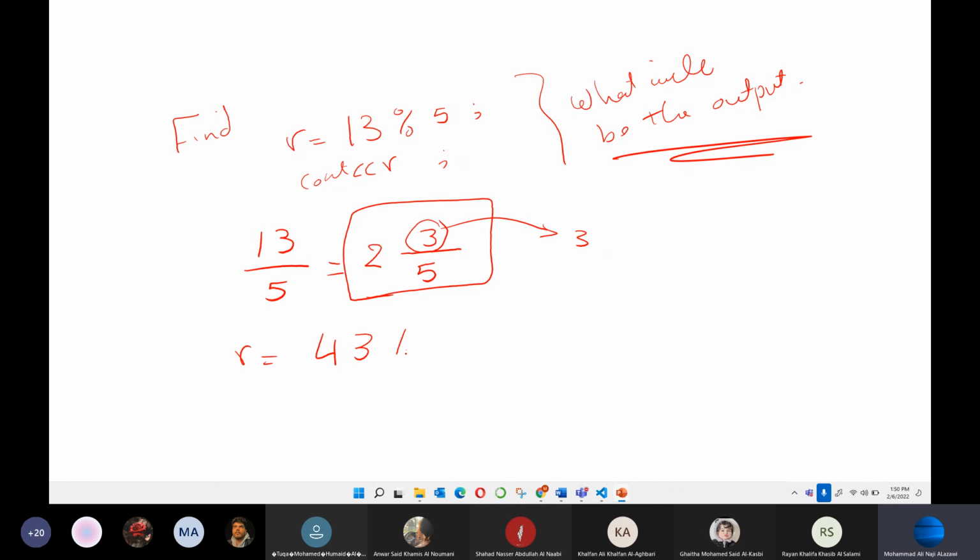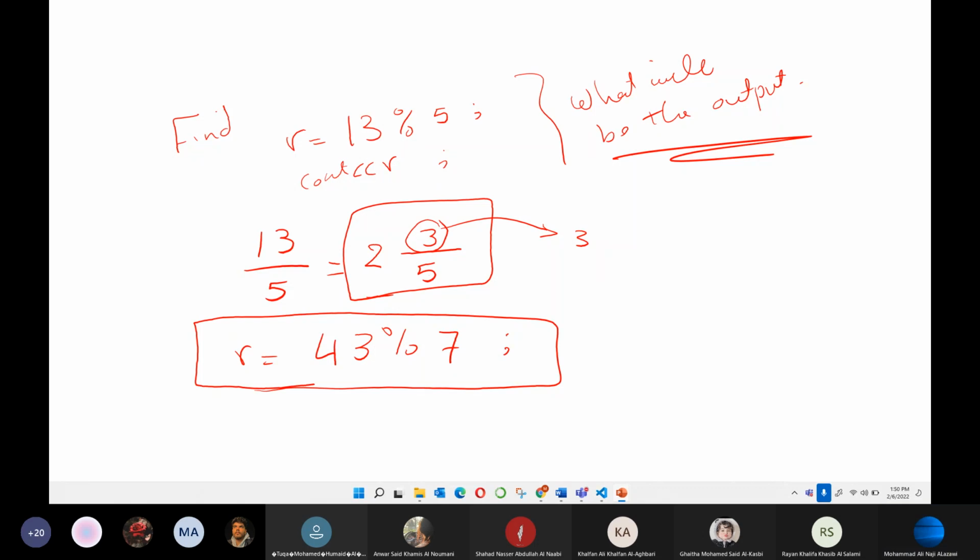Okay. Now, what if R equals 43 mod 7? What's the value of R here? This you have to answer. I'm not going to answer it, please. Should I select randomly? The result is 4.